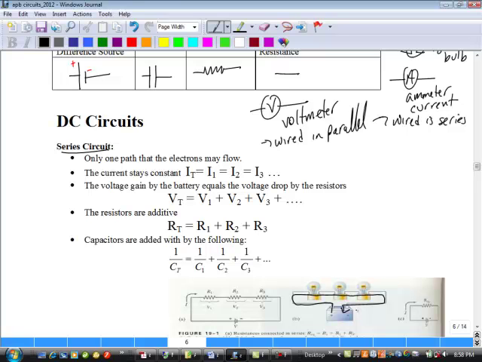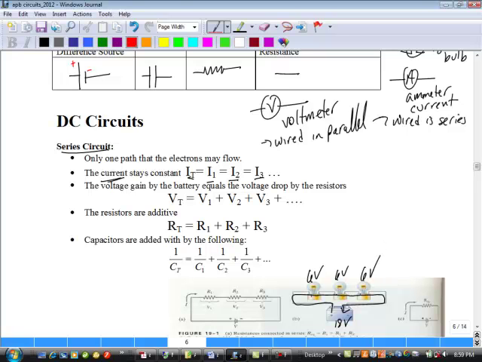These are the things you have to remember about that. Actually, four now. I is going to stay the same: the I going through the first light bulb, the I going through the second, through the third, and so forth. The voltage gained by the battery has to equal the voltage dropped by the resistors. So if this is an 18-volt battery and there are three identical resistors, how much is each one going to get? Hopefully you can see that each one is going to get 6 volts.